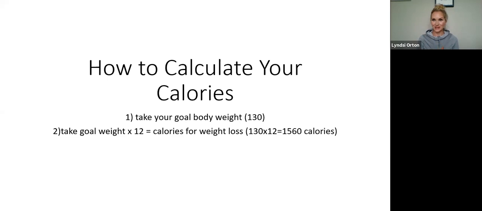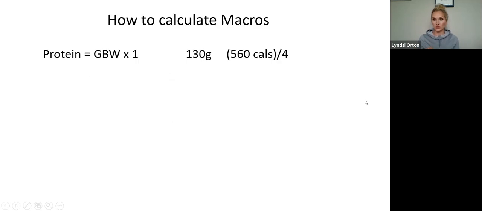So going back to our equation here, your goal body weight, 130, you're going to multiply whatever that number is by 12, and this is your weight loss calories, the amount of calories that you need to eat every single day. Now that we have calories, we can break those calories down into macros. So where are these calories going to come from? So let's start with finding protein first.